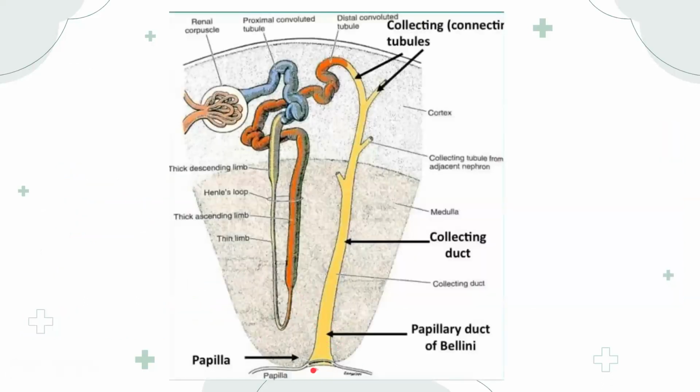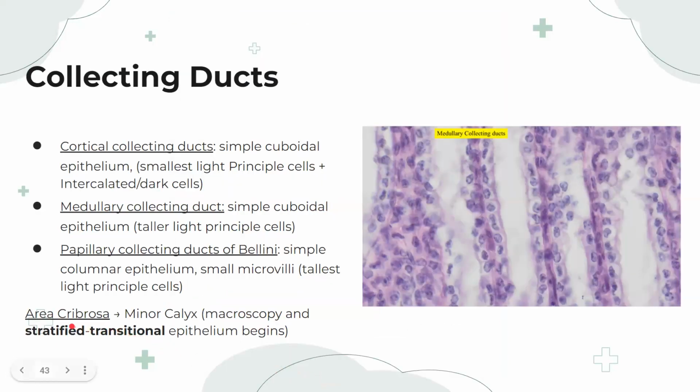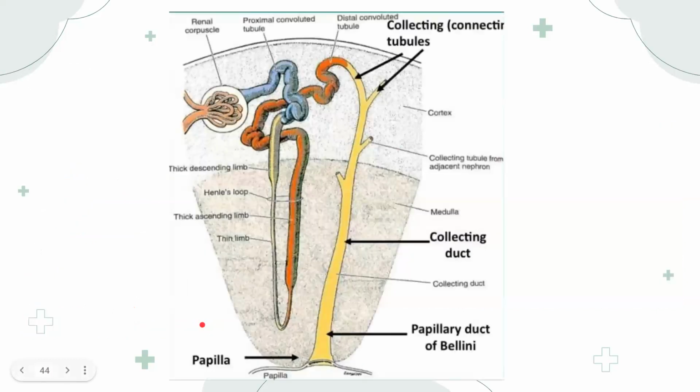So the papillary duct of Bellini will drain into the papilla, and then from there it's going to be going into the minor calyx right here. So the area fibrosa is the part of the minor calyx where it's draining, and this is the first part of the entire urinary system where you're now going to have stratified or transitional epithelium. So far we've had simple squamous, we've had simple cuboidal, simple columnar even, but we haven't had any stratified epithelium. So it starts at the minor calyx, okay? Yep, the minor calyx would be right here.